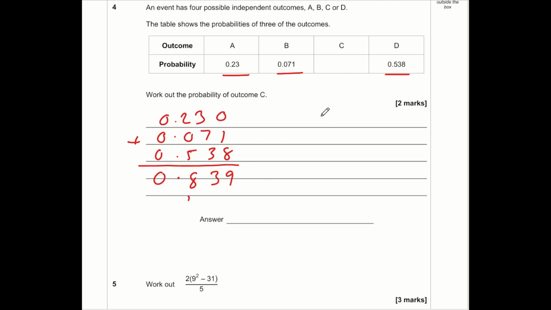So probabilities always add up to 1, so what is the difference between 1 and 0.839? I've written 1 as 1.000. 1 will become a 0, so 0 becomes 10. 10 becomes 9, so this can become a 10. 10 becomes a 9, so that this becomes a 10. And 10 take away 9 is 1. 9 take 3 is 6. And 9 minus 8 is 1. 0 minus 0 is 0. So the answer is 0.161.